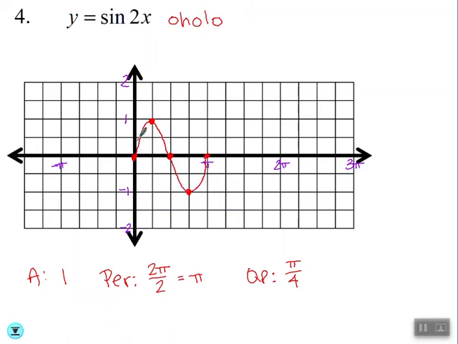So I have completed one cycle or one period of this function in pi radians. Again, I could continue this pattern forever. So my domain is negative infinity to infinity. My range is -1 to +1.